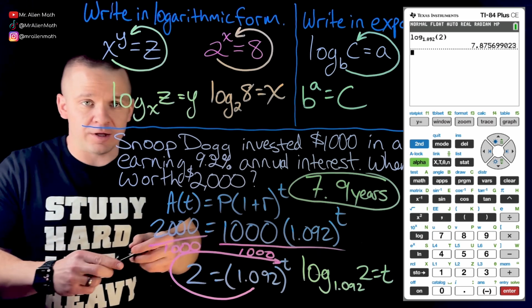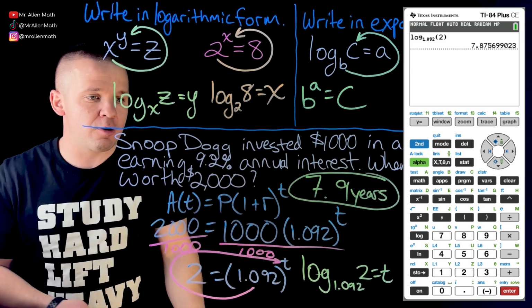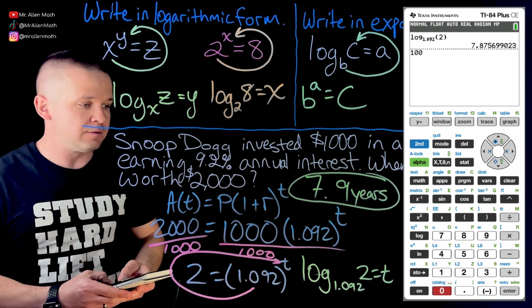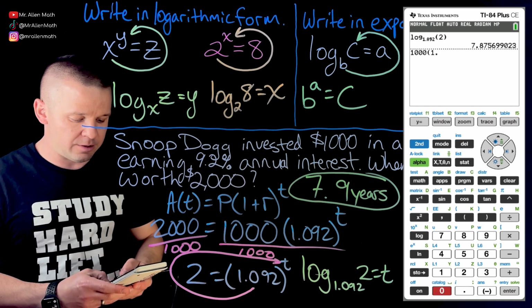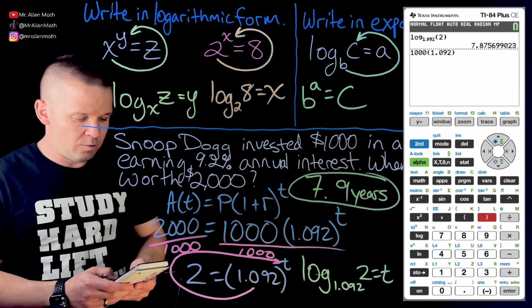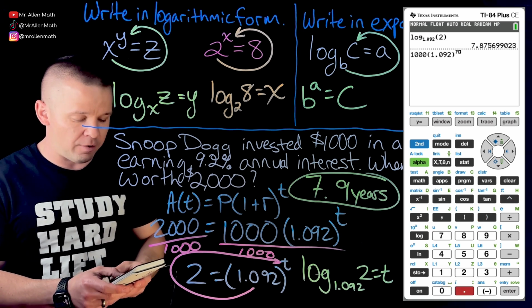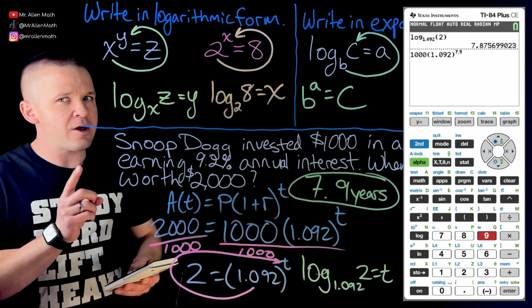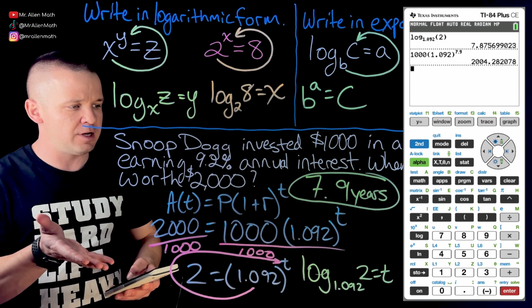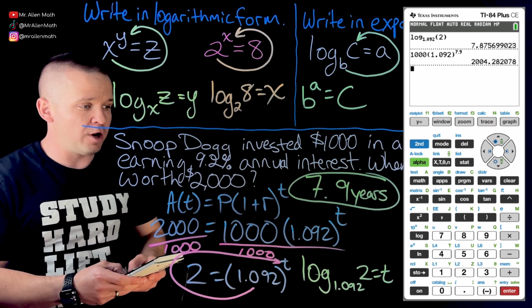And you can actually plug that back in, right? We could plug it into our equation if we really wanted. 1,000, parentheses 1.092, raised to the 7.9 years. It'll be slightly off of 2,000, right? Because we just rounded. Let's see what it is. 2004.